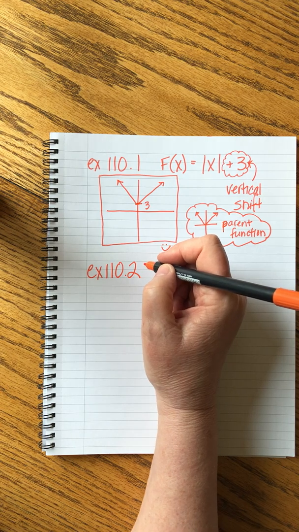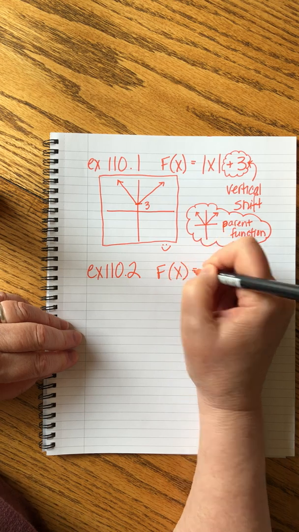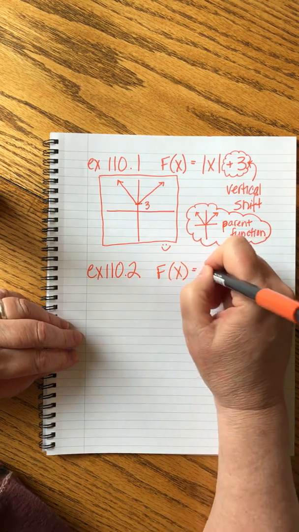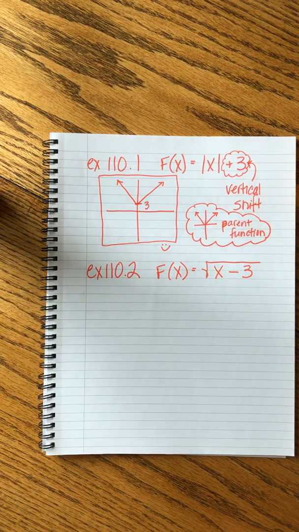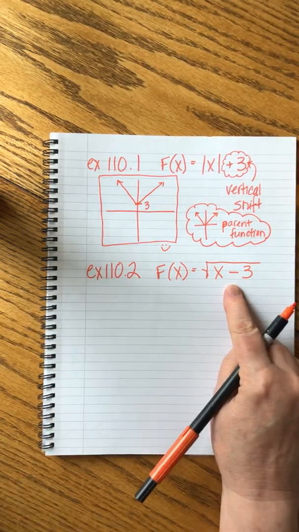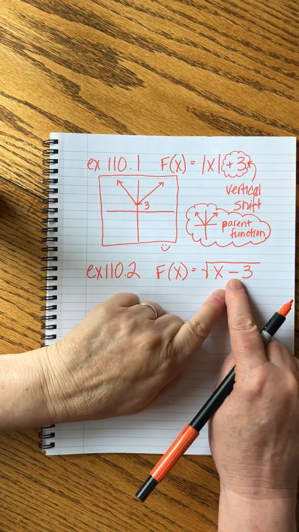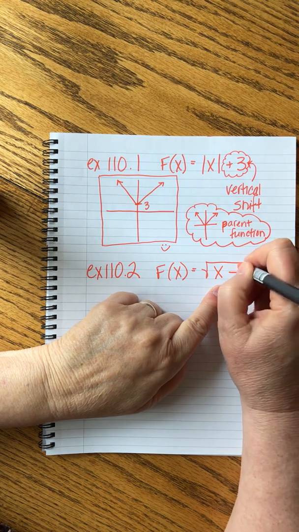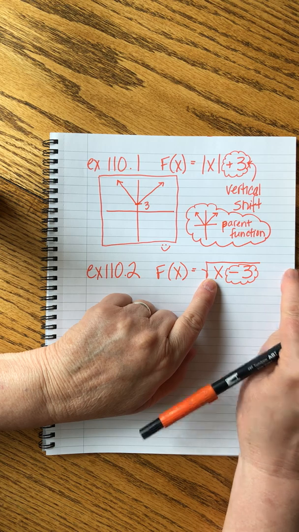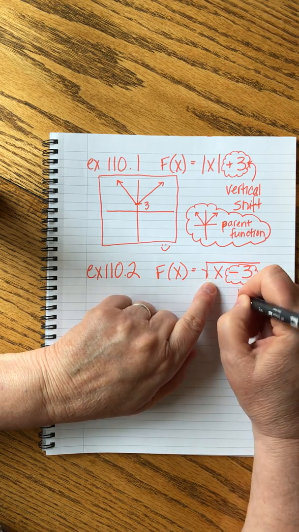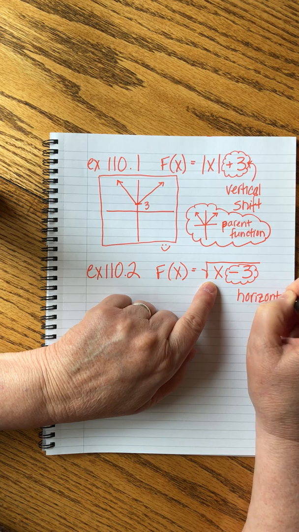.2 is this. F of x now equals, all right, we see that there's a change, and we say to ourselves, aha, this change is attached to the x, right? It's not just chilling on the outside, it's attached to the x, so that tells us it's a horizontal shift.